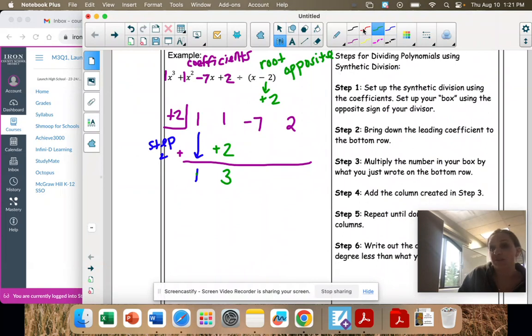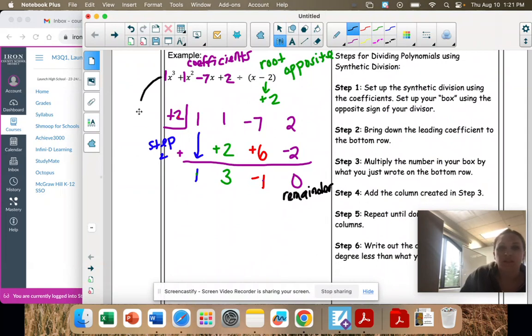And then we do the same thing all over again. 2 times 3 is +6, and then we're going to add. -7 plus 6 is -1. Then we do it again. -1 times 2 is -2. Then we're going to add. 2 minus 2 is 0. So we have 4 numbers here. The last one is the remainder.